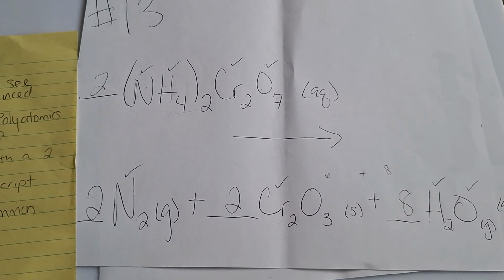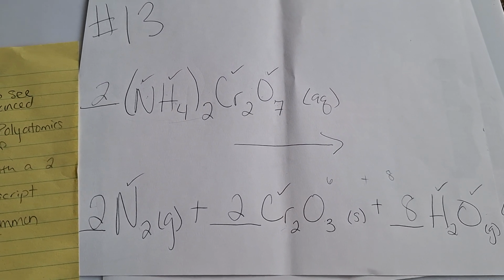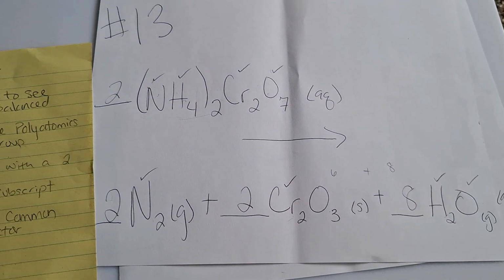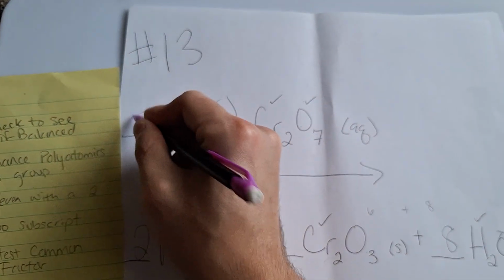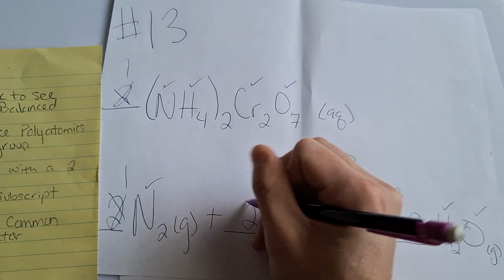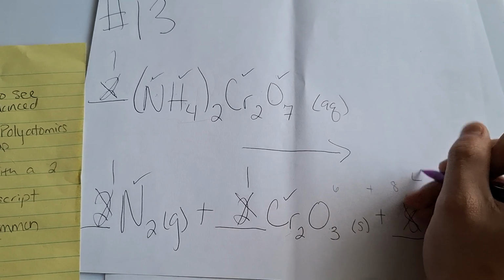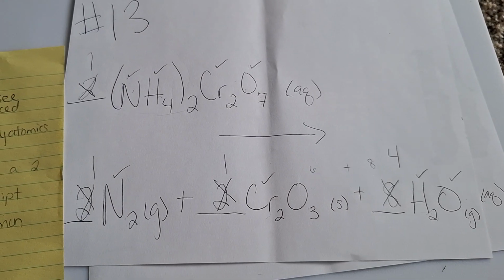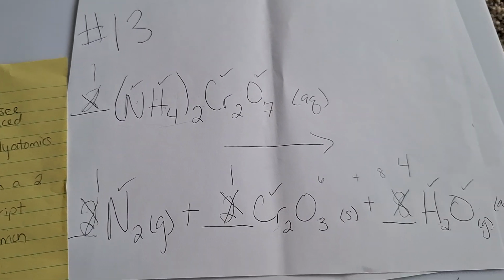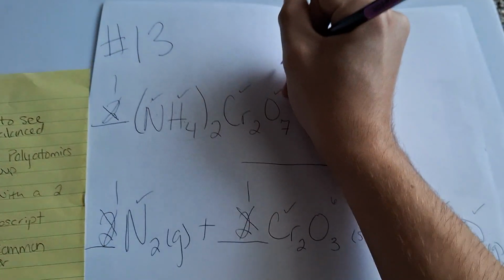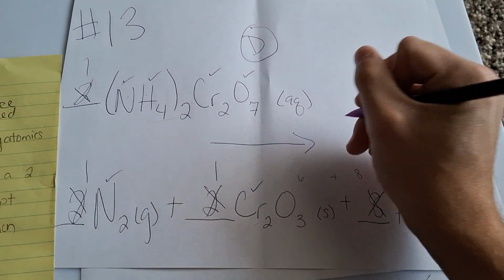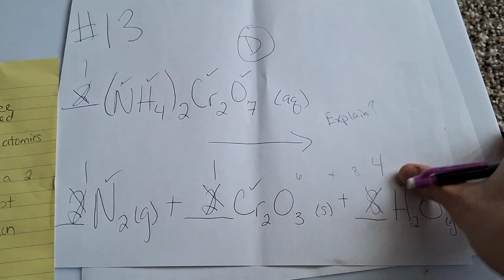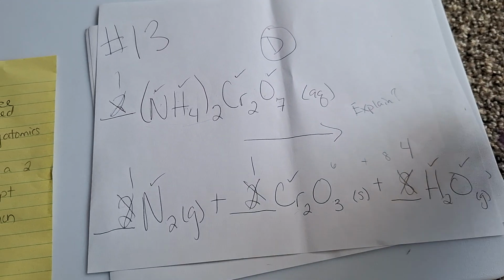But is this our final answer? No. 2, 2, 2, 8. All even, they can be simplified. 1, 1, 1, 4. And it should get you the same thing. We've seen this before. Decomposition. How do you know? Okay. Give you a second copy. Kind of look.